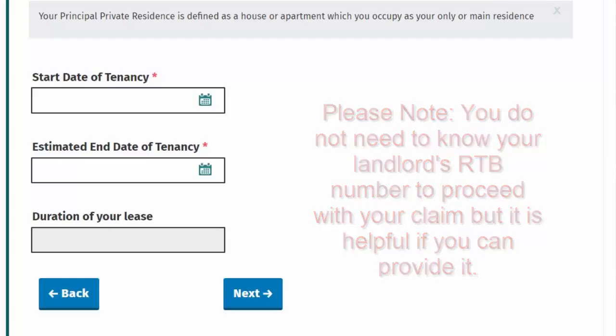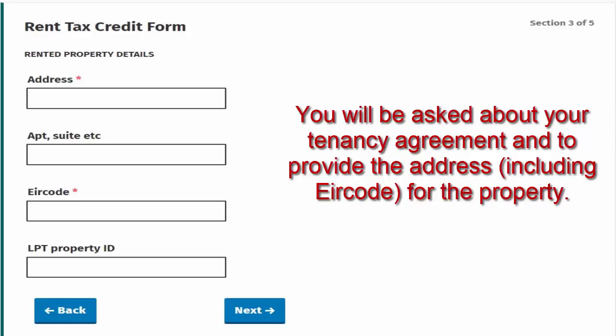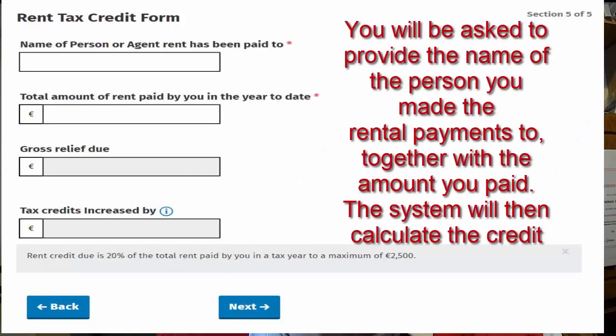Where the claim relates to a property that is used by your child, you will be asked additional questions in relation to the child's age and participation in a qualifying third level education, being an approved course. You will be asked about your tenancy agreement and to provide the address including the Eircode for the property. You will be asked to provide the name of the person you made the rental payments to together with the amount you paid. The system will then calculate the credit due.